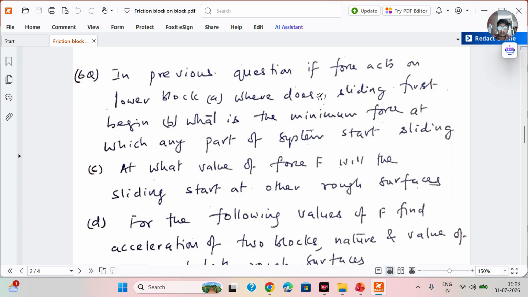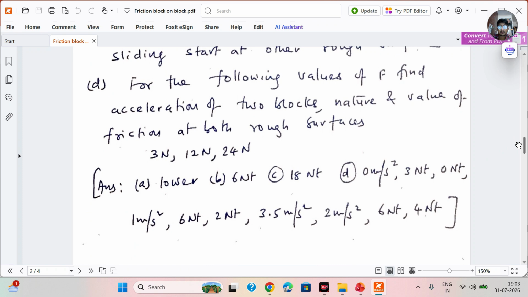Okay. Where does sliding first begin? Sliding will first begin between the lower block and the ground. What is the minimum force at which any part of the system starts sliding? Slightly more than 6 Newton. Where will sliding begin at the other surface? 18 Newton. Then the next part: find the acceleration and friction when F is 3 Newton, 12 Newton, 24 Newton.